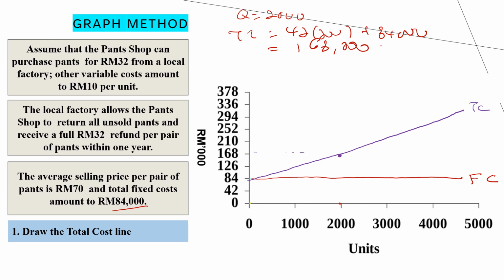The next that we want to draw is the total revenue line. So we draw the total revenue line. The total revenue line begins from when you're not selling anything, which means at the zero point, you're not selling anything.